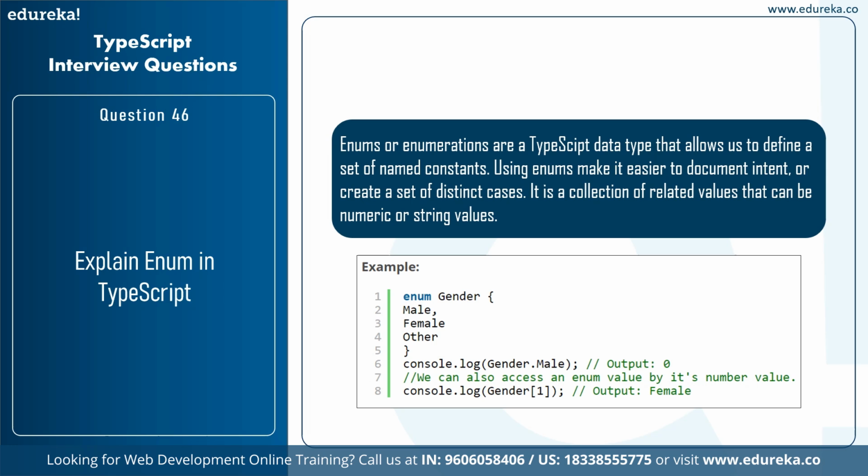So if we just take gender.male, it can give you the output as 0. Or we can just take gender[1]. So here male is 0, female is 1, and other is 2. So this will give you the output as female. So this is basically how you can access an enum value. We can either take it with its number value or specify its location. So this is how enum works in TypeScript.